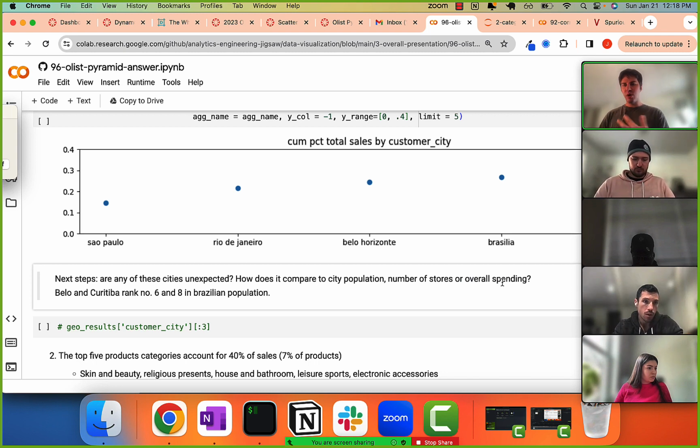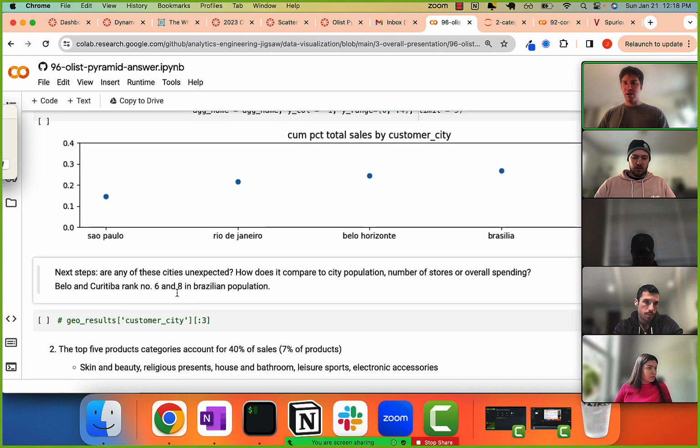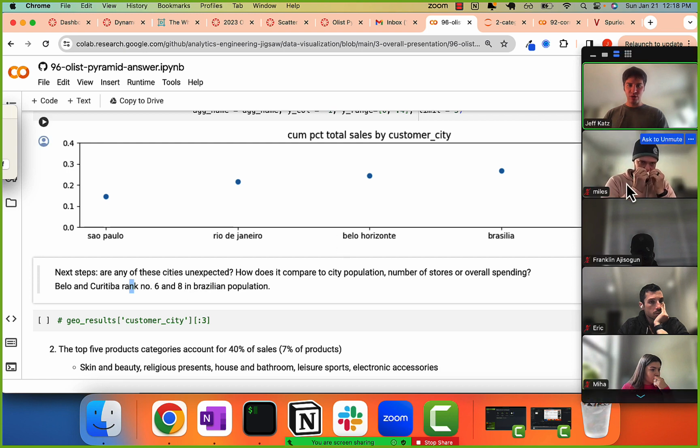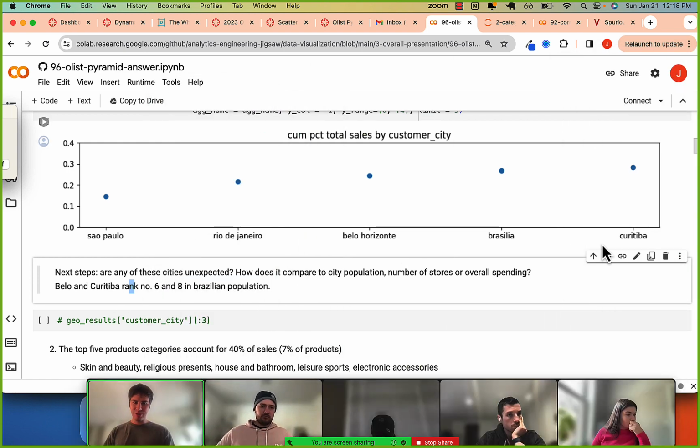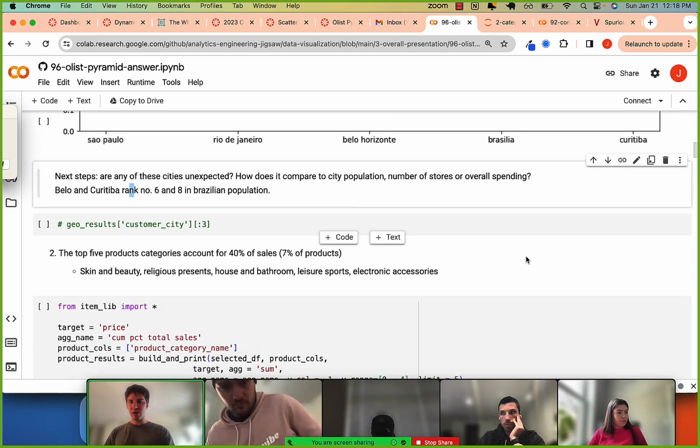like marketing and things like that. For instance, I just Googled the population of Brazilian cities and saw, okay, actually Belo is a pretty large city, and Curitiba, apologies for butchering it, is also pretty large.